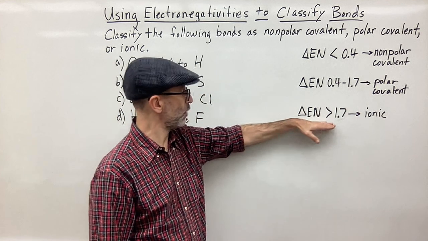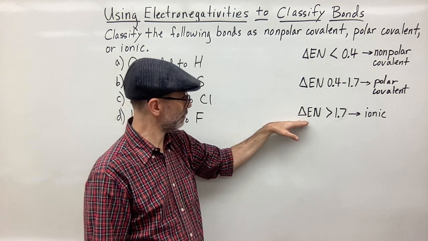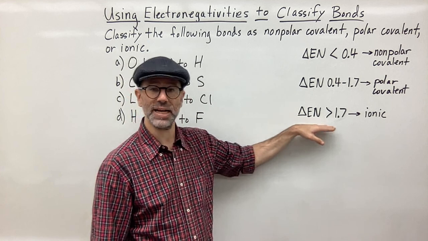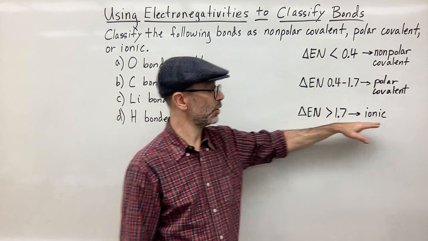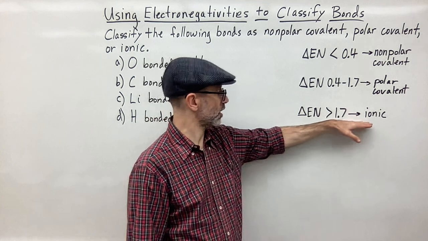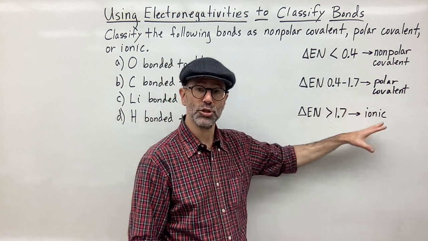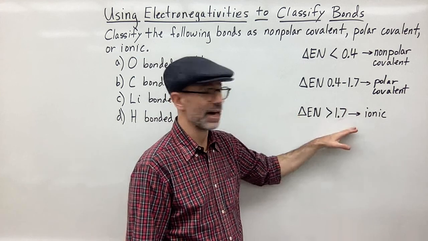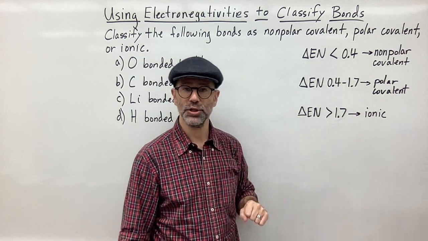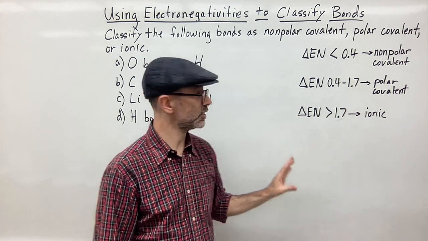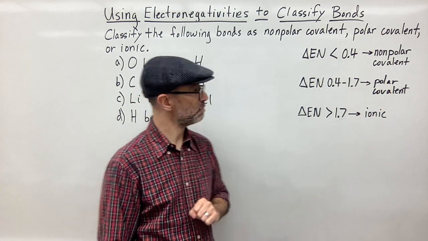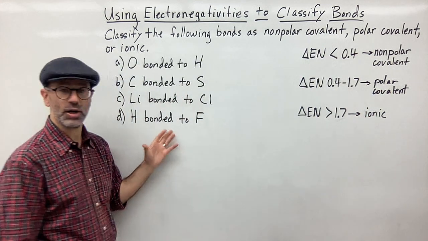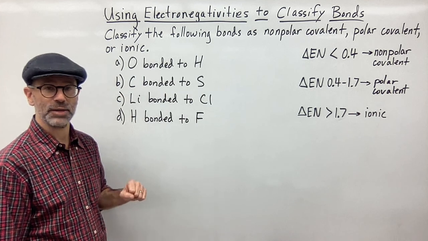If you have an electronegativity difference between your two atoms that is greater than 1.7, then we would consider that ionic. Again, some textbooks are going to say if it's above 2.0, then it's ionic. Again, go with whatever your teacher, your professor, or your textbook says. But for this video, we're going to use these ranges here. So let's look at our set of atoms that are bonded.